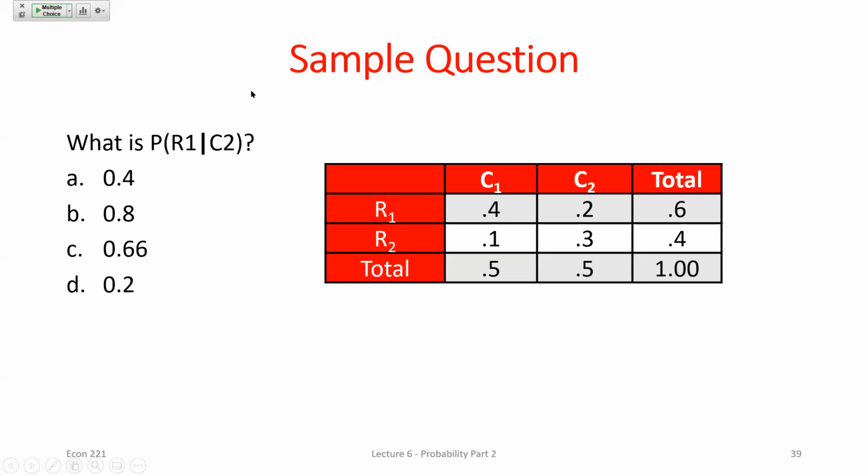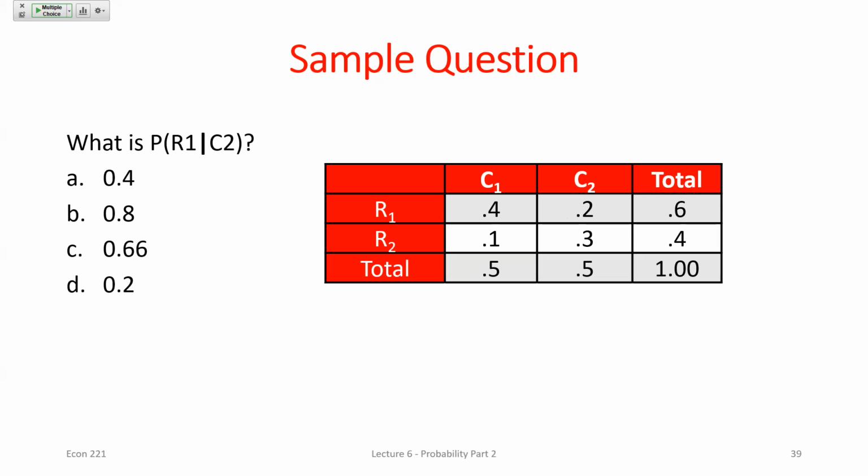Okay, so I'm wanting the conditional probability of R1 given C2. If I have this general form of the equation, I'm going to write it out in the context of my example. I want R1 given C2. That's just going to be the intersection of those two events, R1 and C2, divided by the probability of what I'm conditioning on. That's what's on the right-hand side of that line.